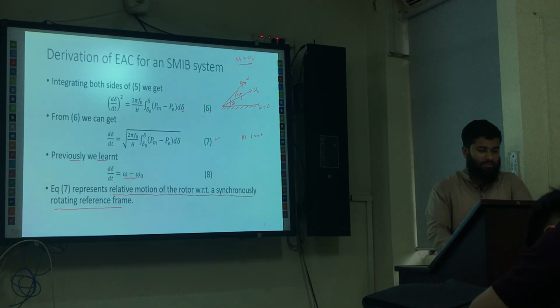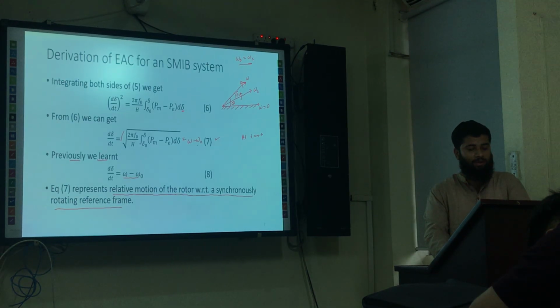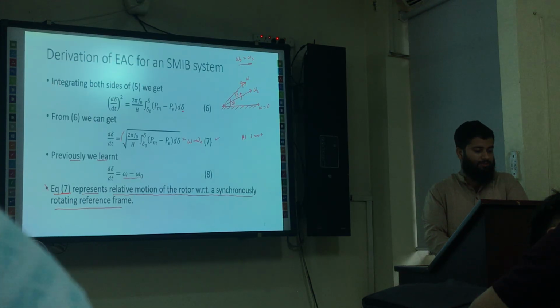Now just comparing these two equations 7 and 8, we can write that this term is equal to actually omega minus omega naught, right? Because this is d delta over dt, this is also d delta over dt. The same term. This is omega minus omega naught. That means in equation 7, this equation actually represents the relative motion of the rotor with respect to a synchronously rotating frame. Have you got the idea of this point?